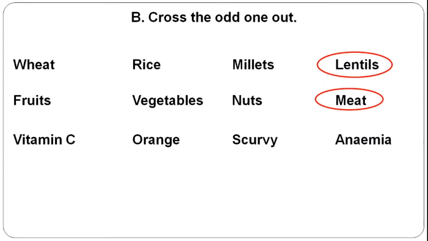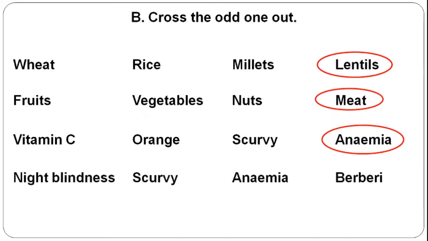Next group of words, vitamin C, orange, scurvy, anemia. Yes, anemia is odd one out because scurvy is caused by deficiency of vitamin C and can be cured by eating orange. Very easy. Next one, night blindness, scurvy, anemia, beriberi. Yes, anemia is again odd one out because the rest three are caused by deficiency of vitamins, whereas anemia is caused by deficiency of iron.